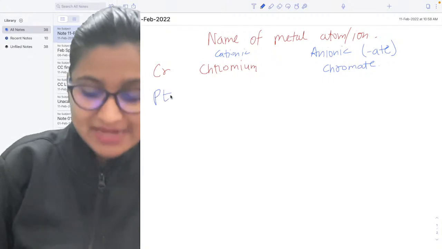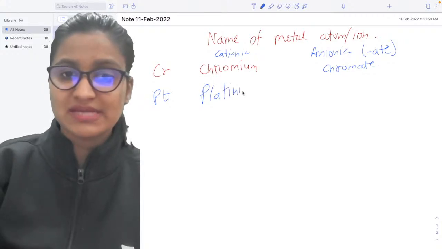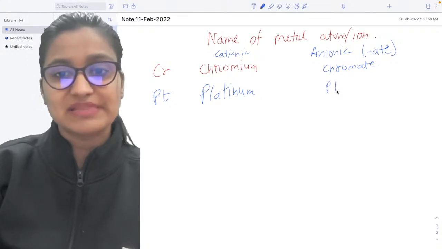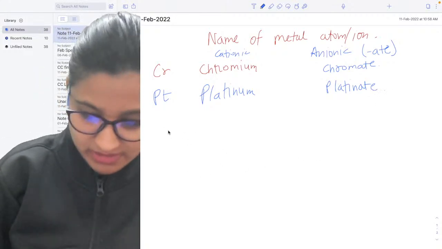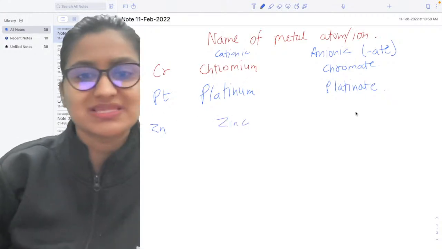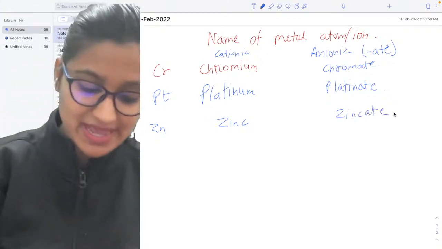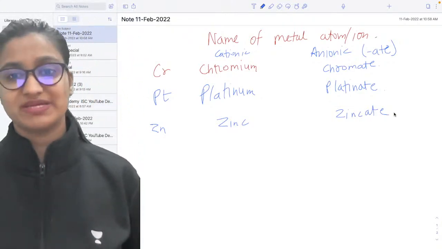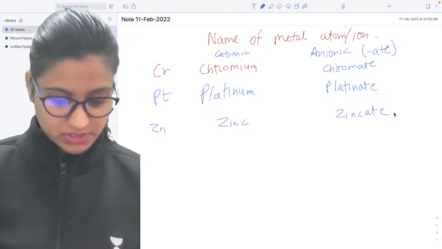Similarly, if you have platinum and it is present in the cationic part, the name will remain platinum. But if it is present in the anionic part, it will become platinate. Similarly, zinc remains as it is in the cationic part, and in the anionic part you will call it zincate. So you basically add ATE at the end if the central atom is present in the anionic part. All right? Cool, guys?